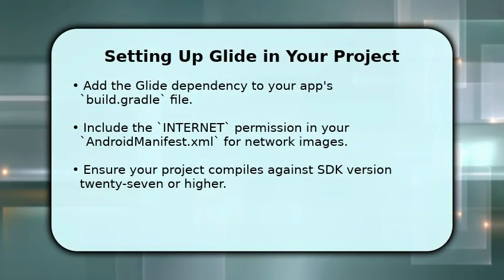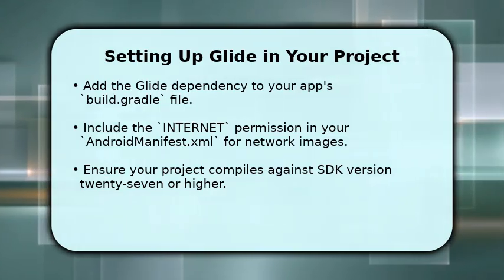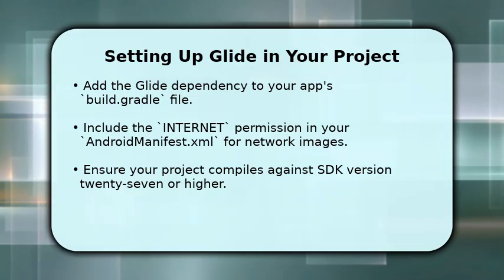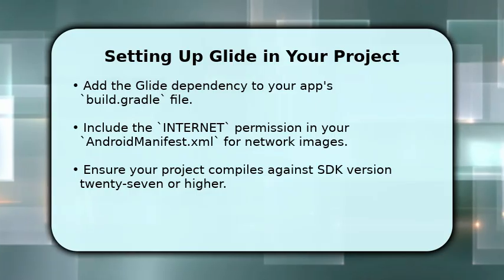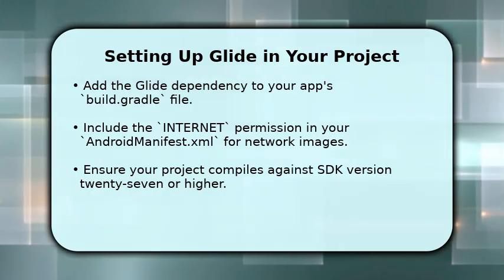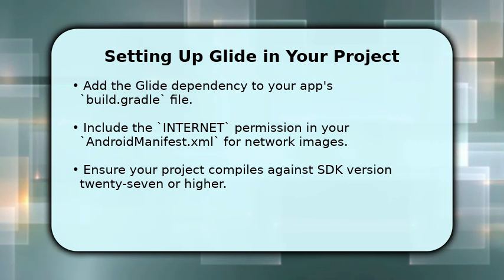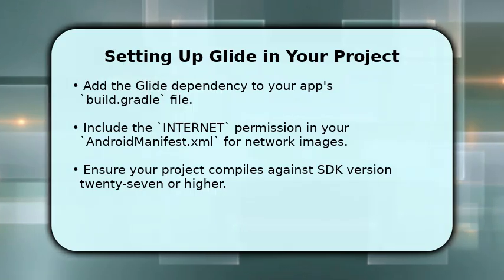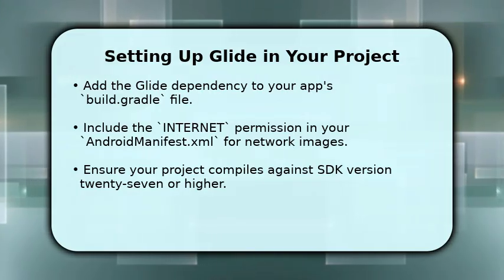To begin using Glide, you'll first need to set it up in your Android project. Open your app-level build.gradle file, and add the Glide dependency, typically using version 4.16.0 or later. For loading images from the internet, remember to declare the internet permission in your AndroidManifest.xml. Glide requires a minimum SDK version of 14 and should be compiled against SDK version 27 or higher. After adding these, simply sync your project with Gradle to ensure everything is correctly configured and ready to go.